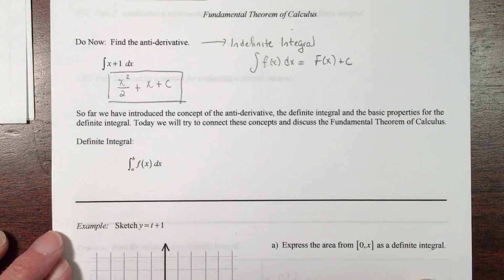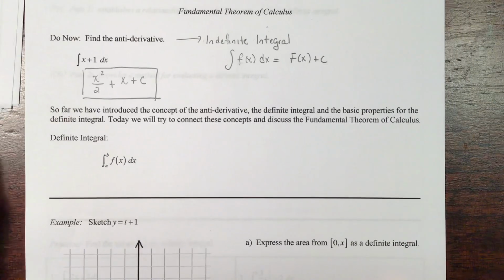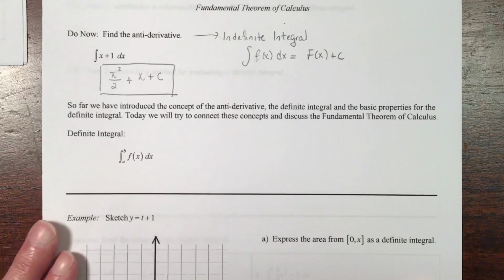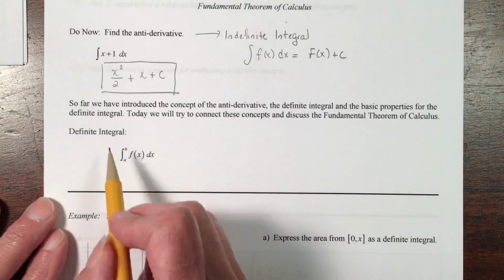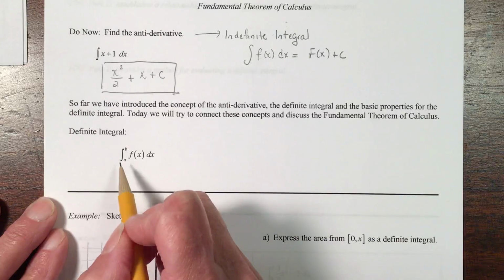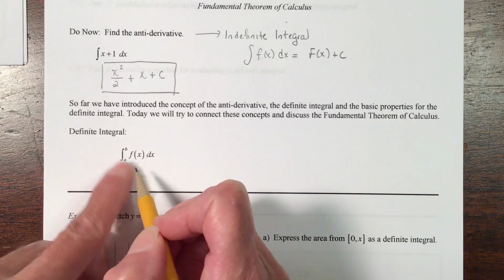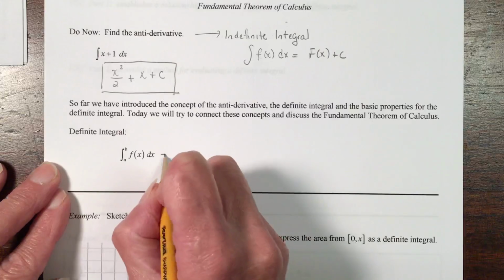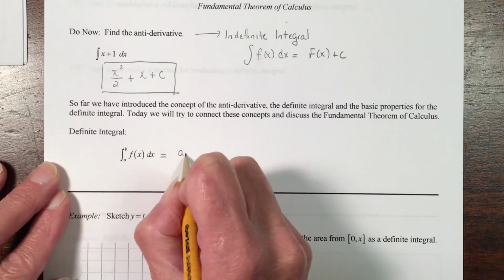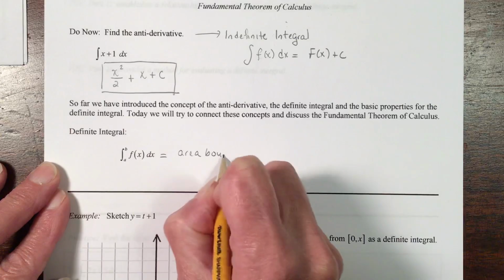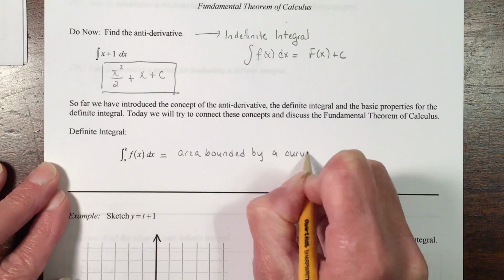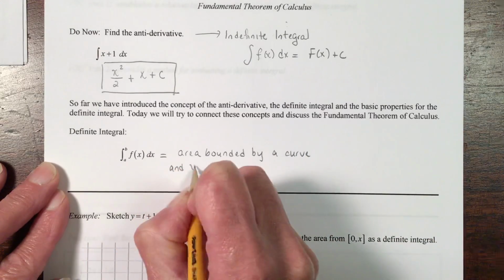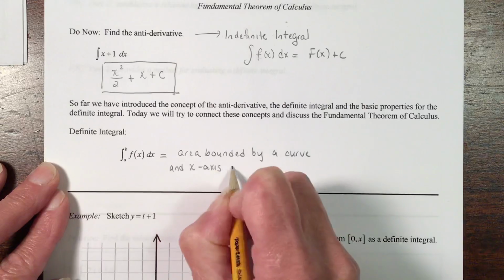So far we have introduced the concept of the antiderivative, the definite integral, and the basic properties for the definite integral. Today we're going to try to connect these concepts and discuss the fundamental theorem of calculus. Now remember, the definite integral is represented with the same sign, but now we have a lower bound and an upper bound, and this represents the area bounded by a curve and the x-axis on a given interval.